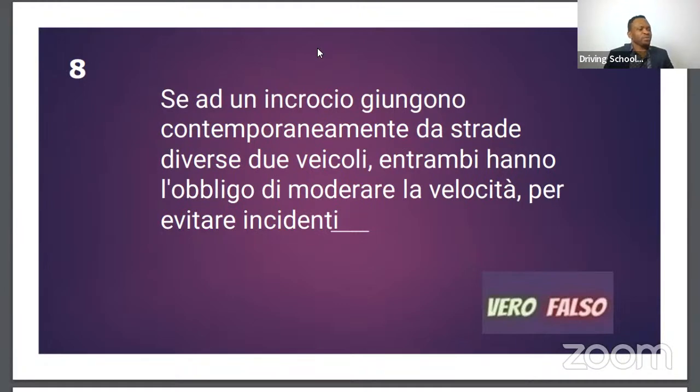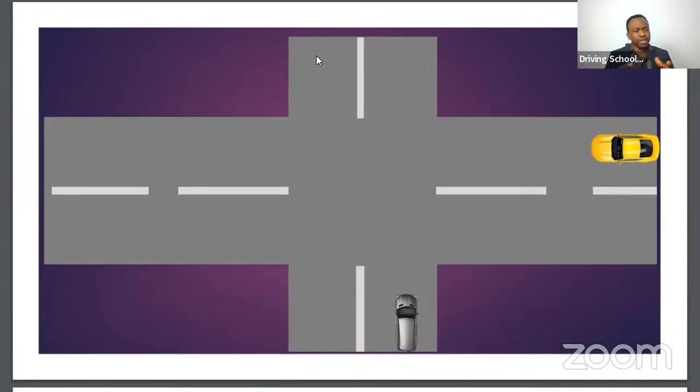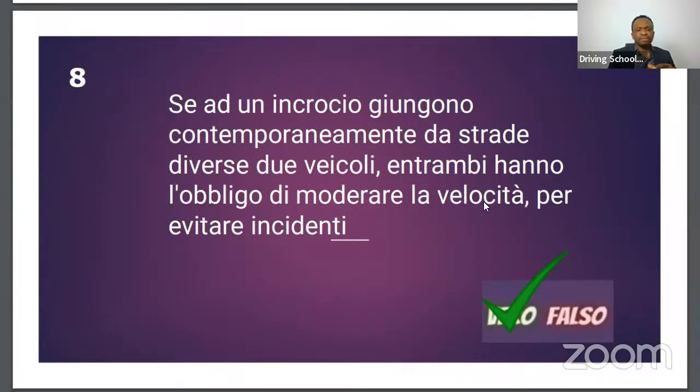So the answer is very, because when you are approaching any junction, any intersection, it's a danger, you understand? So it is always advisable, or you are obliged, to moderate your speed, to reduce your speed. You can't approach an intersection at high speed because maybe the traffic light is green, or the traffic agent gives you a go ahead, or the road sign gives you a go ahead. You are supposed to reduce or moderate your velocity. And take note, they said per evitare incidente.